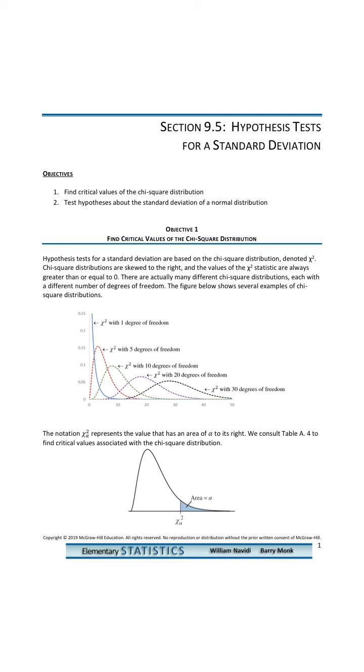Section 9.5 Hypothesis Test for a Standard Deviation. In this section, you are learning how to find the critical values of a chi-square distribution and perform a hypothesis test about the standard deviation of a normal distribution. The hypothesis test for a standard deviation is based on the chi-square distribution, denoted by the symbol chi-square. The notation chi-square alpha represents the value that has an area of alpha to its right.